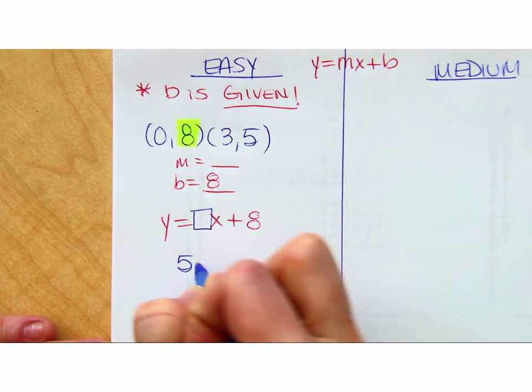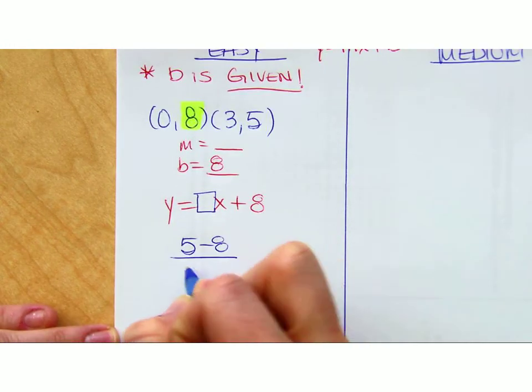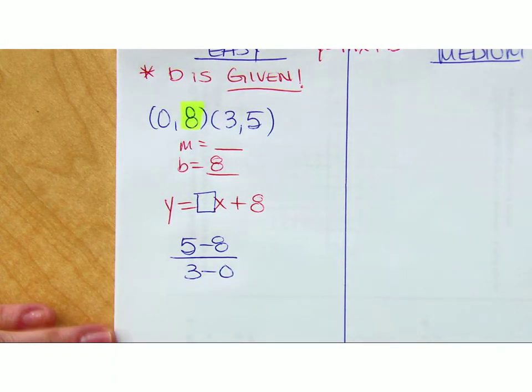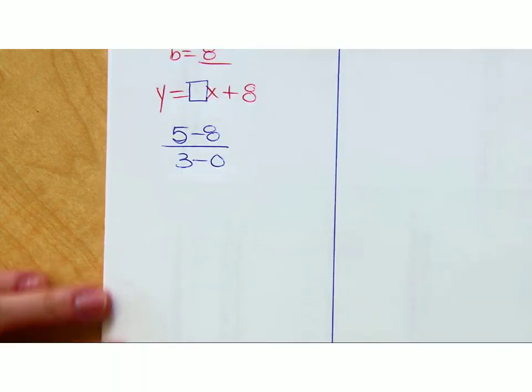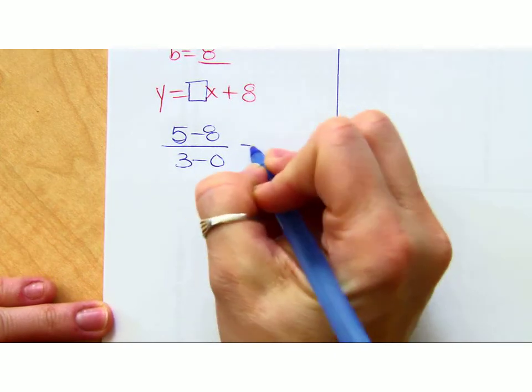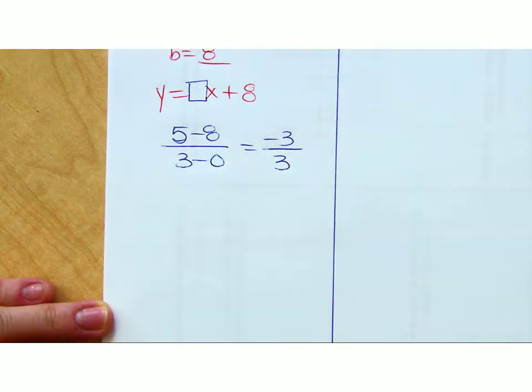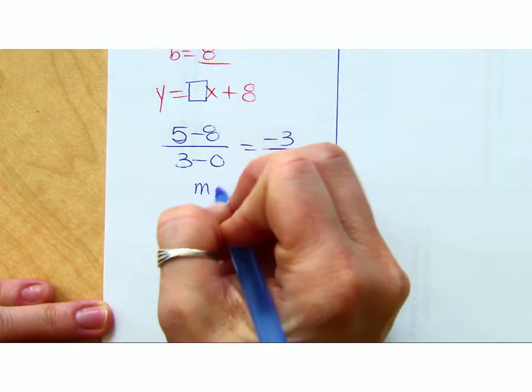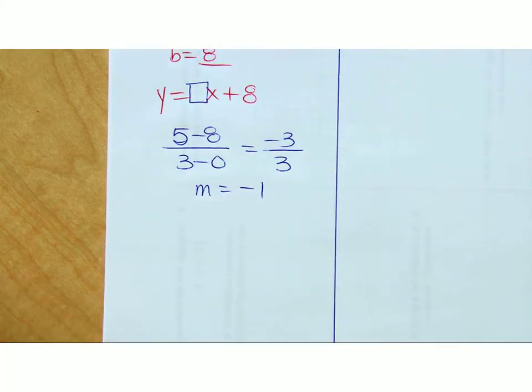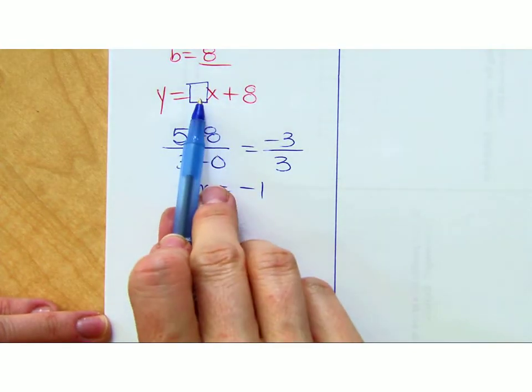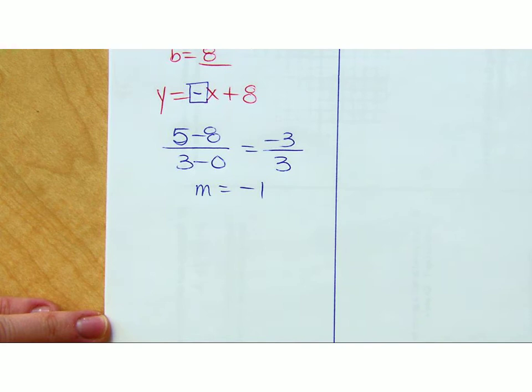So let's say 5 minus 8 over 3 minus 0, or whatever little way you choose. Remember, there's a couple different ways. 5 minus 8 is negative 3, or 5 plus negative 8. This is 3, which means my slope is negative 1. And now that I know that my slope is negative 1, the only thing I really need to put in front in this box is now what? Yeah, a negative sign. You could put a negative 1 if you want, okay?